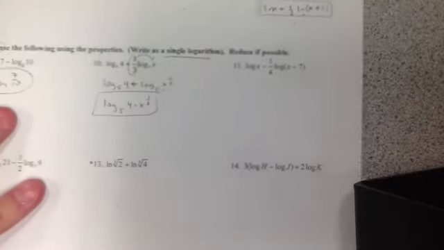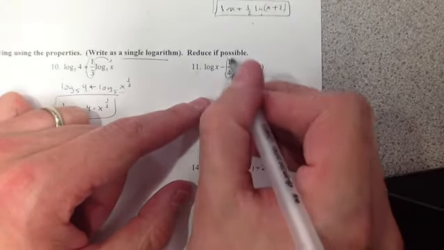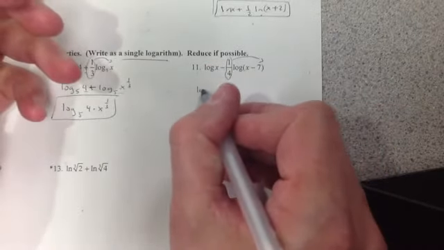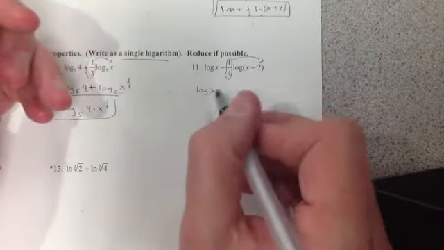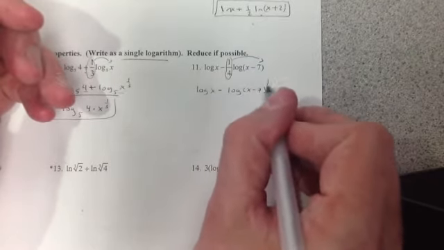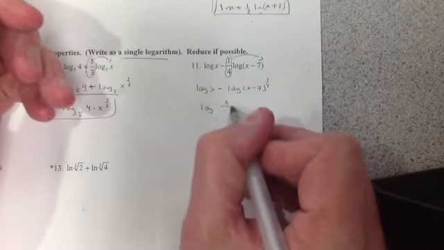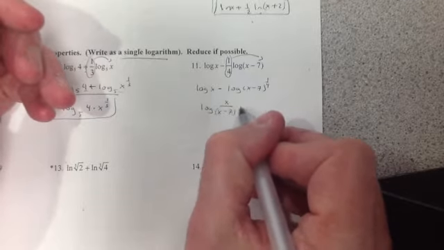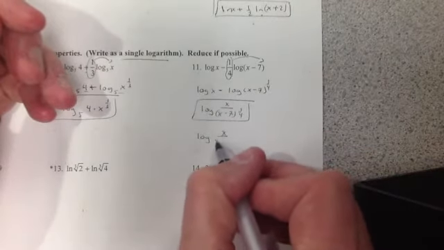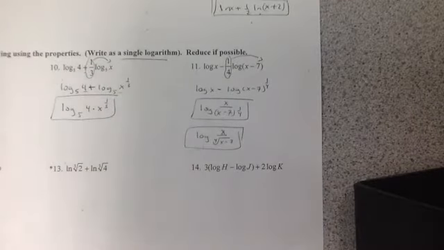Same thing for number 11. I'm subtracting, so I know I'm going to have to divide, but we have this multiplication here first, so we have to take care of our power beforehand. So we get the log of x, this is our common log, you can put the 10 there if you want to, minus the log of x minus 7 to the 1/4. And now we're going to write this as our division, log of x over x minus 7 to the 1/4. Now, if you want to, you can write this as log of x over the 4th root of x minus 7. That's okay to do.